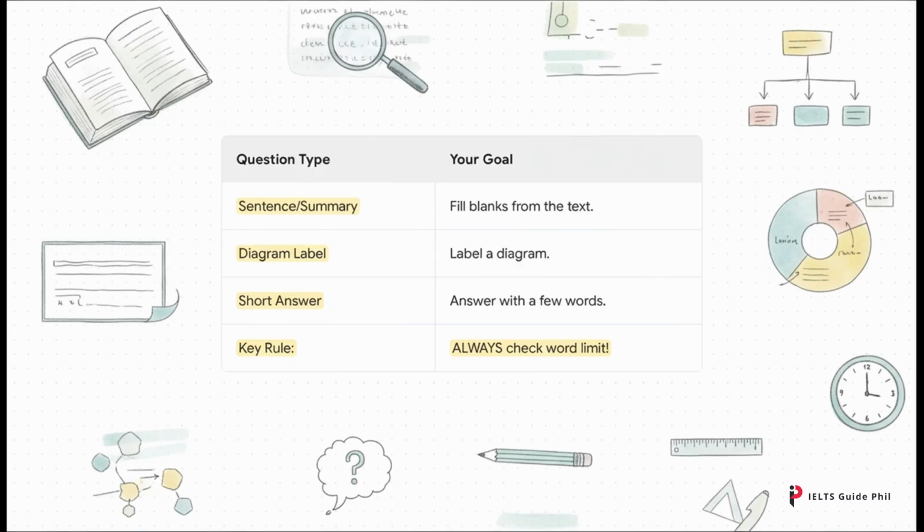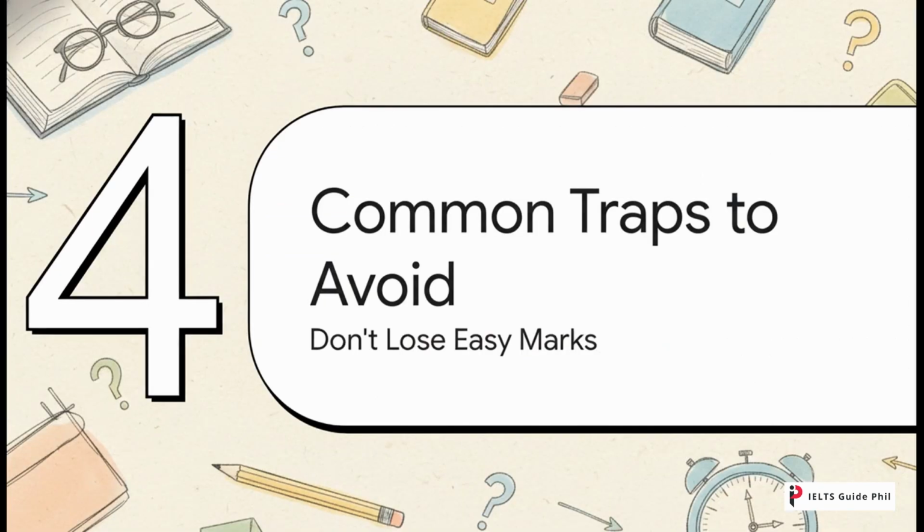Check the word limit. If it says no more than 2 words, then writing 3 words is wrong, even if the information itself is totally correct. So knowing the question types is half the battle, for sure. The other half is knowing the common traps that so many test takers fall into. So let's take a look at what you need to watch out for.